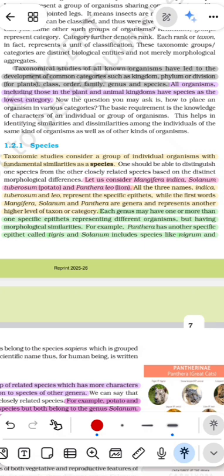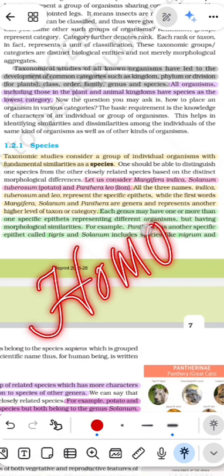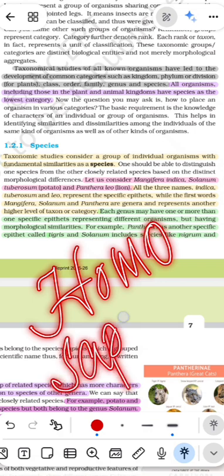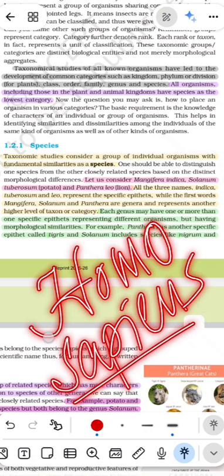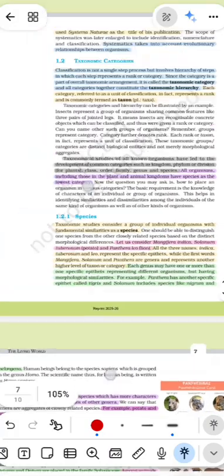So this helps in identifying similarities and dissimilarities among individuals of the same kind of organism as well as other kinds of organisms. Species: taxonomic studies consider a group of individual organisms with fundamental similarities as species, like Homo sapiens is a species here.